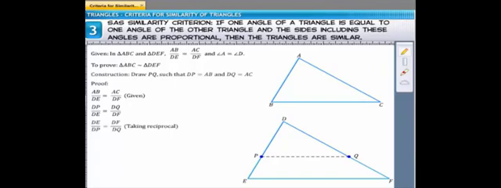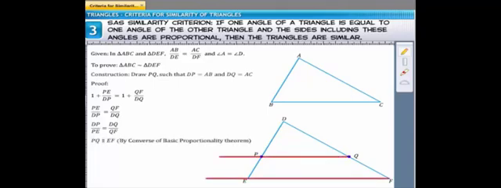Now, let's take the reciprocal of this equation. Next, DE can be written as the sum of DP and PE, and DF can be written as the sum of DQ and QF. On simplifying, we get. Now, taking reciprocals again, we get DP upon PE is equal to DQ upon QF. By the converse of the basic proportionality theorem, PQ is parallel to EF.